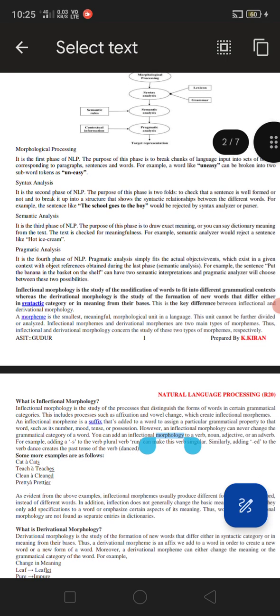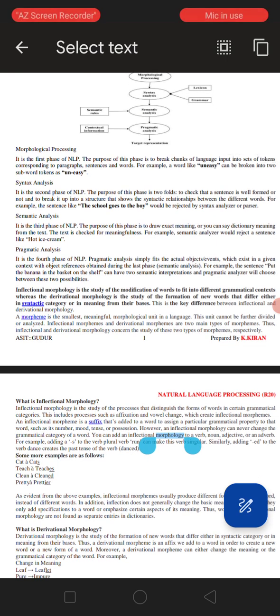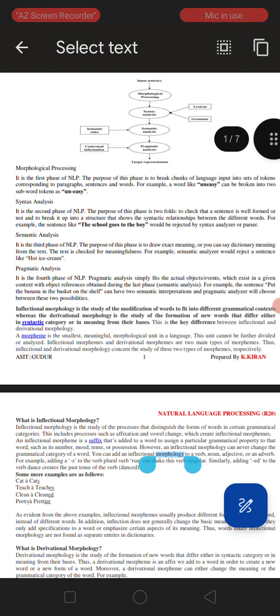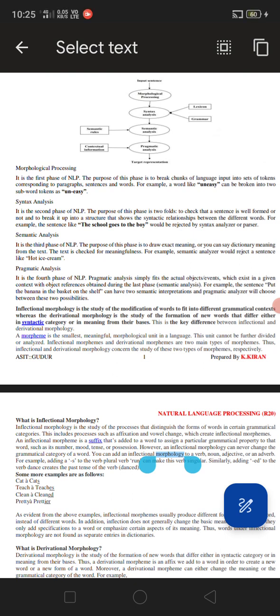Next, semantic analysis. It is the third phase of NLP. The purpose of this phase is to draw the exact meaning, or you can say the dictionary meaning, from the text. The text is checked for meaningfulness. For example, the semantic analyzer would reject a sentence like hot ice cream.